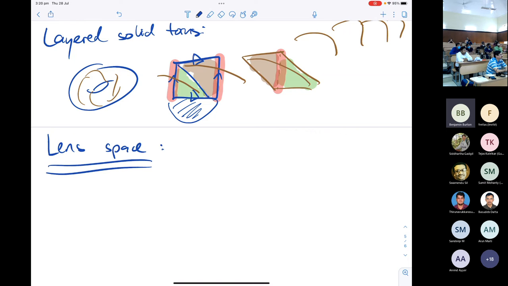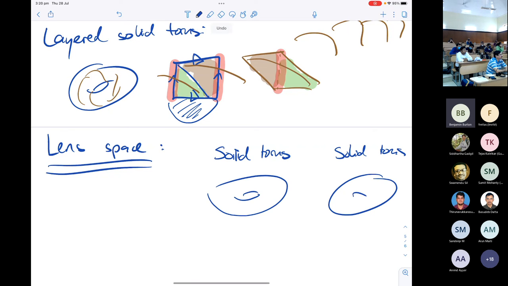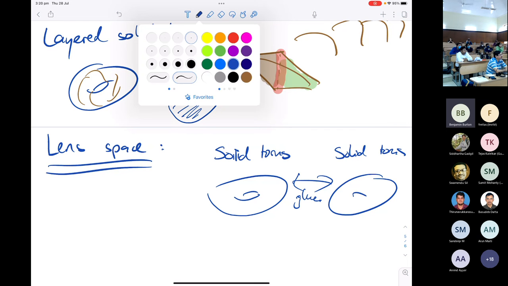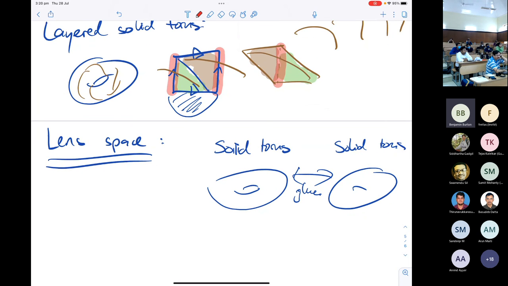So if you don't know what a lens space is, essentially what you get is if you take a solid torus, another solid torus, and then glue the two boundaries together. If you glue the two boundaries together in the obvious way, you just get S2 cross S1. But if you glue the boundaries together in a more interesting way, you can get all sorts of interesting manifolds. What do I mean by an interesting way? I mean, for instance, you might glue them together so that this curve here on the boundary becomes some more interesting curve on the boundary here. Yeah? So as these gluings become more interesting, you get different three manifolds.